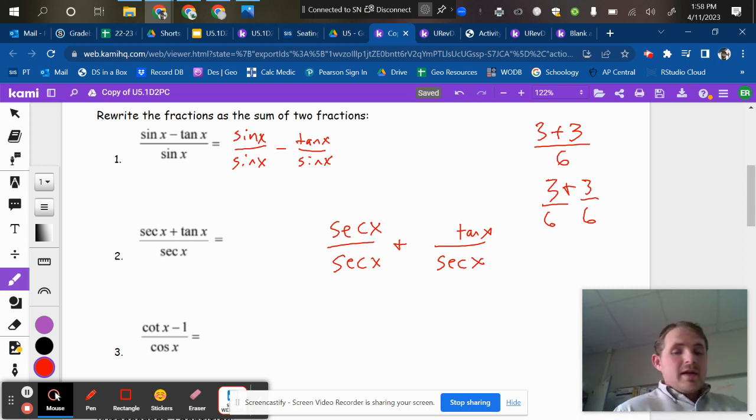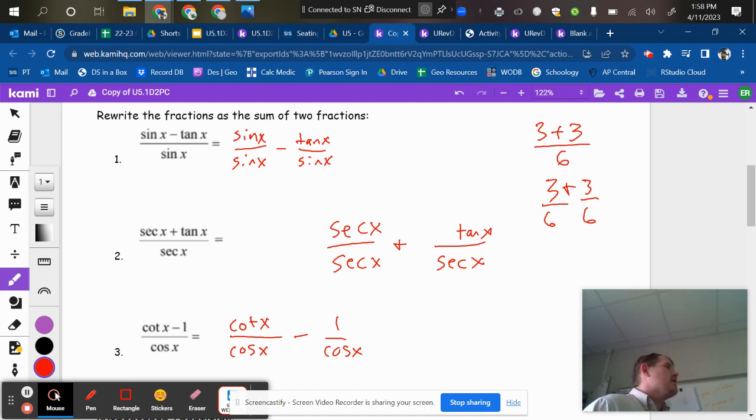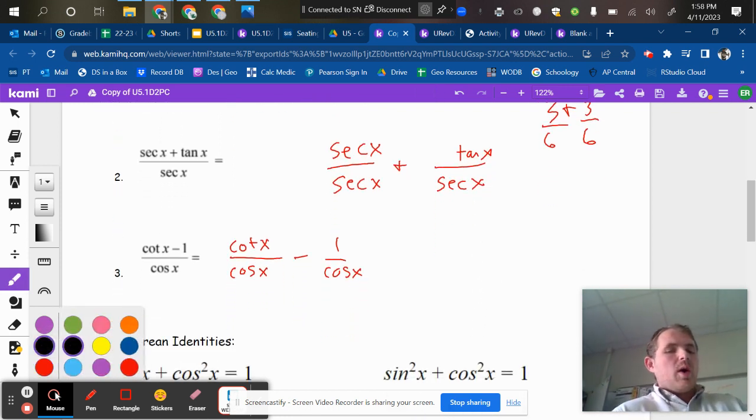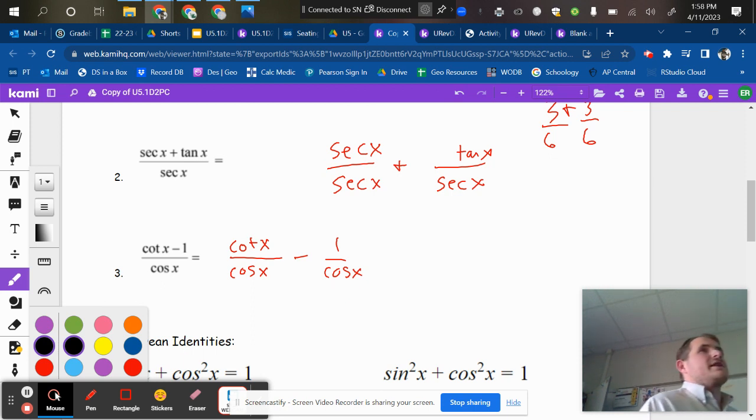Now for number 3, you should have had cotangent x over cosine minus 1 over cosine. Now, the directions aren't to simplify. I just said rewrite the fractions as the sum. This number 3, I am going to simplify it. When we start to simplify, a good first step is to turn everything into cosines and sines.